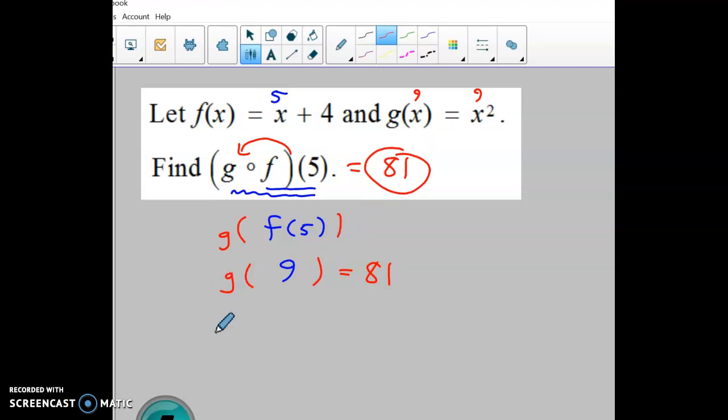And I don't think this test has the weird f of g of x questions. I think it just has one like this. So hopefully you understand the notation.